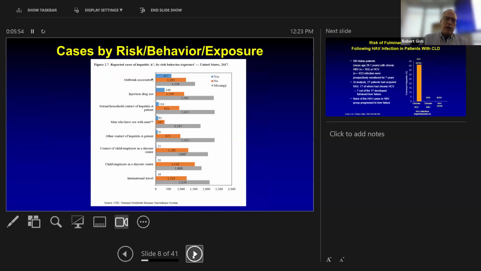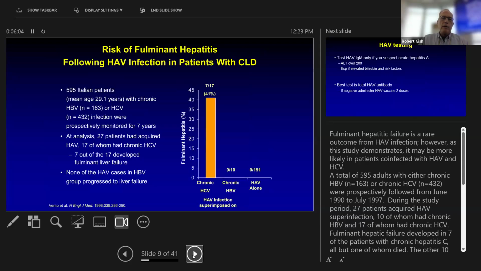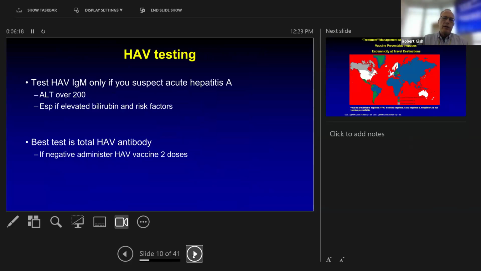Anyway, this just has to do with hepatitis A transmission, lots of different risk behaviors. So let's just vaccinate everybody. It's a very safe vaccine, no issues. If people have chronic liver disease and they get hepatitis A, they have a much higher risk of getting fulminant liver disease. It's even more reason to vaccinate everybody. So hepatitis A testing, we want to get total antibody in everybody, only IgM with ALTs over 200, risk factors, and elevated bilirubin.